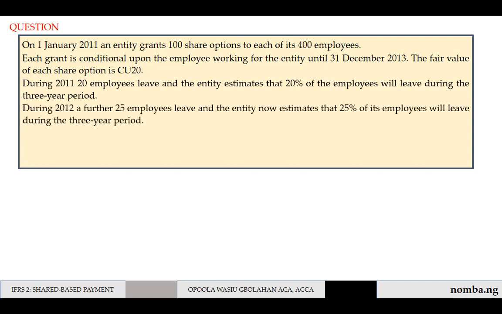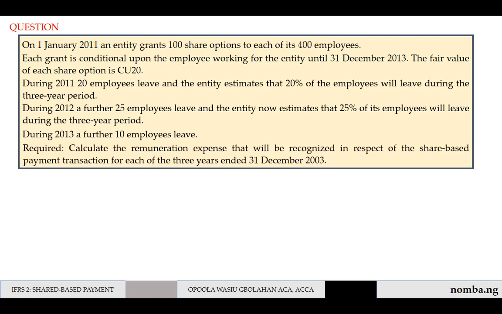During 2012, a further 25 employees leave. An entity now estimates that 25% of the employees will leave during the 3-year period. During 2013, a further 10 employees leave. Required: calculate the remuneration expense that will be recognized in respect of the share-based payment transaction for each of the 3 years ended 31st December 2013.